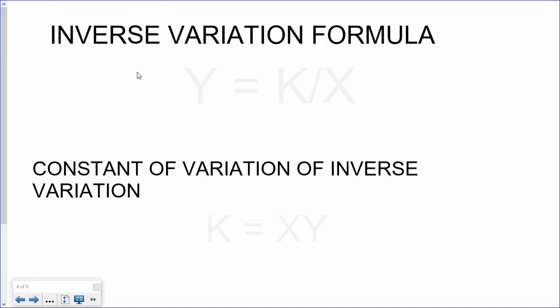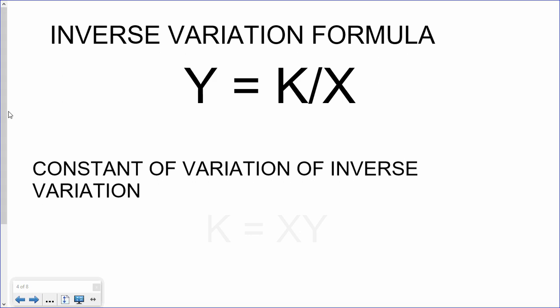Okay? The inverse variation formula, like we said, is y equals k over x. So it's going to be a number on the top, and the x will be in the bottom. It's not x over a number. It's not like that, because we can rewrite that, like you guys saw on the notes from direct. And that would be a direct variation. When it's a number over the variable x, that's an inverse.